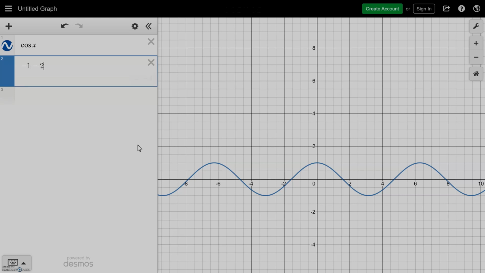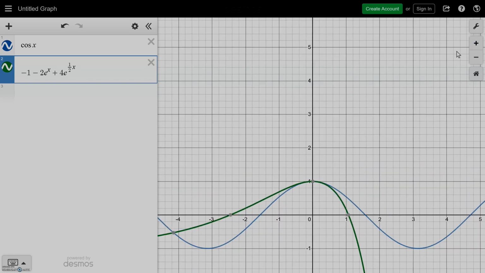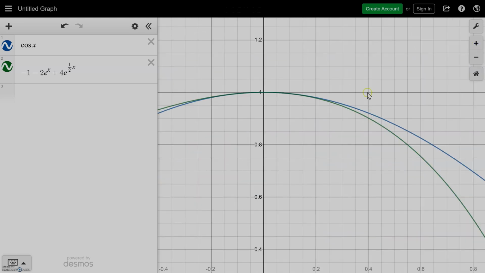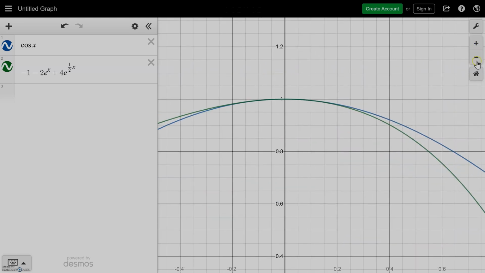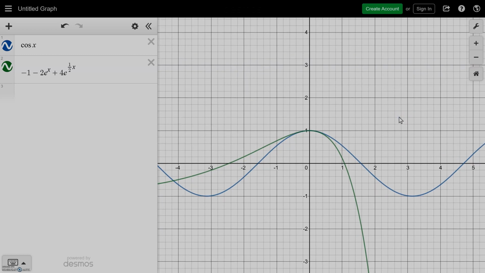So the first approximation with 3 terms is -1 minus 2e to the x plus 4e to the 1/2 x. And we see here that it's a pretty decent approximation around the value of 0. We see that the first 2 derivatives are equal with this approximation and with the function cosine of x. But pretty soon it ends up being not very close to that original function cosine. So now we'll take a look at the approximation that has 8 terms.